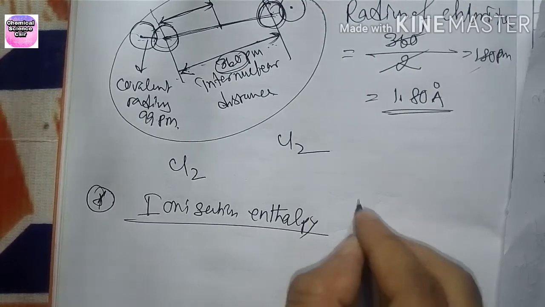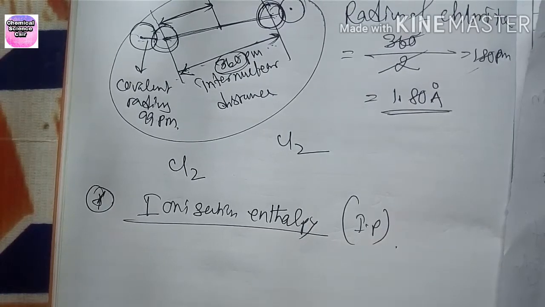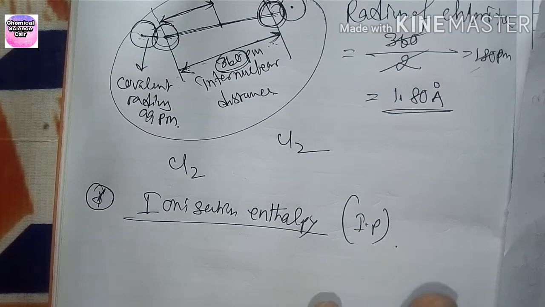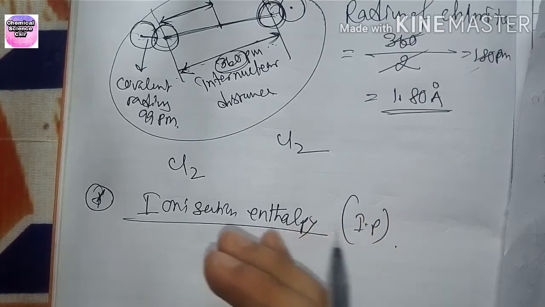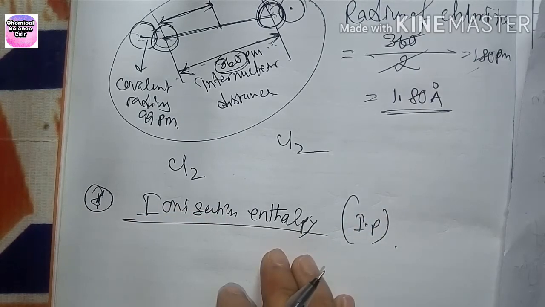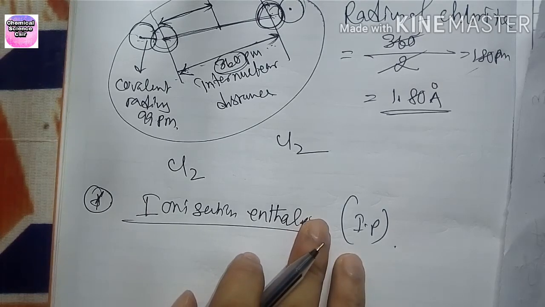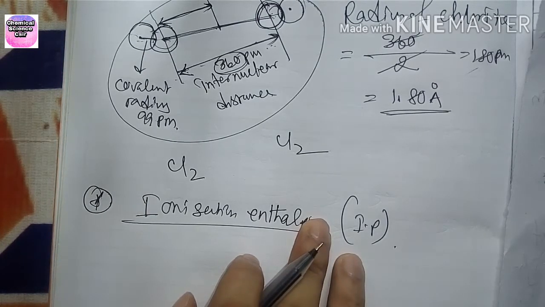Okay, very important: ionization potential, or IP. This definition is very easy. It is the energy required when an electron is removed from an isolated gaseous atom. That means "isolated gaseous atom" is very important. Okay, then isolated gaseous atom is needed.